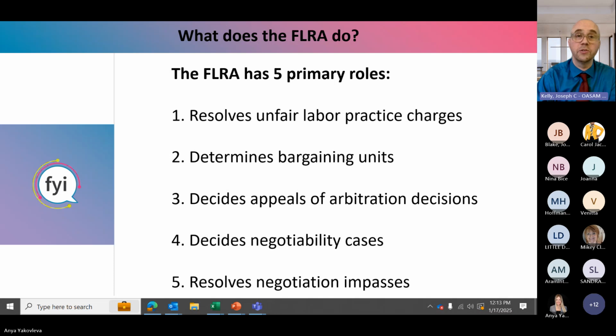Okay, so here we're starting to get into the meat of what the FLRA does. The FLRA has 5 primary responsibilities. They resolve unfair labor practice charges. They determine appropriate bargaining units for unions in the federal workplace. They decide appeals of arbitration decisions. They also decide negotiability cases. And then additionally, they resolve negotiation impasses. And they have specific rules and procedures for each of those primary roles, and we're going to go through those as we go on.